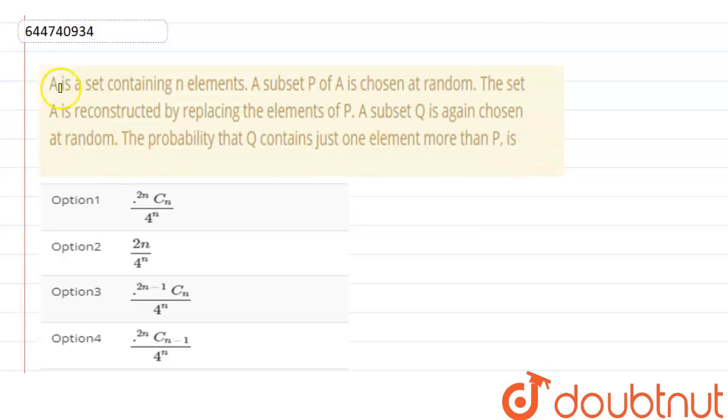So what we have given here is that A is a set containing n elements, and a subset P of A is chosen at random, and the set A is reconstructed by replacing the elements of P. P is a subset. Now a subset Q is again chosen at random. Then the probability that Q contains just one element more than P will be, so that we have to find.